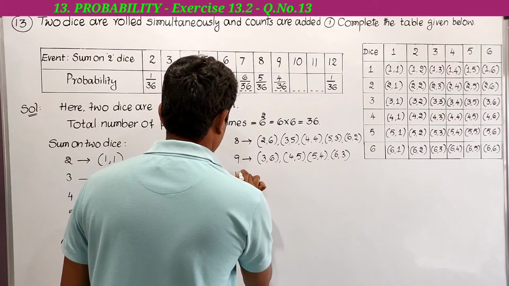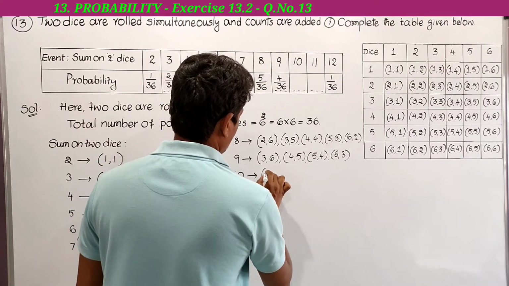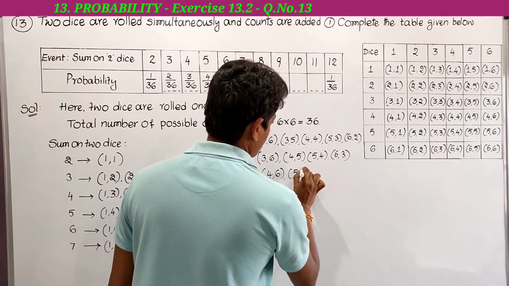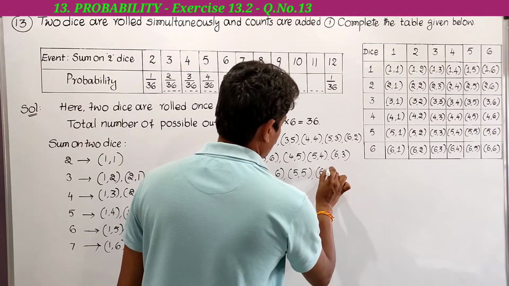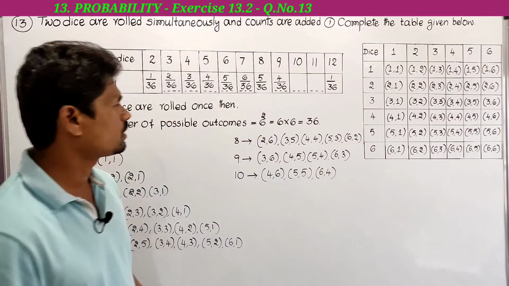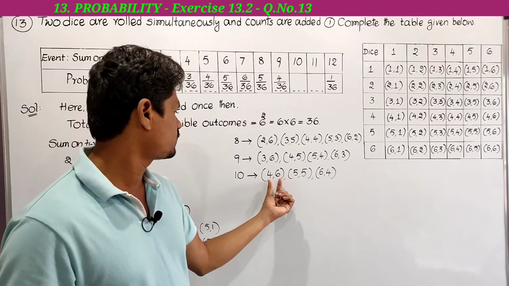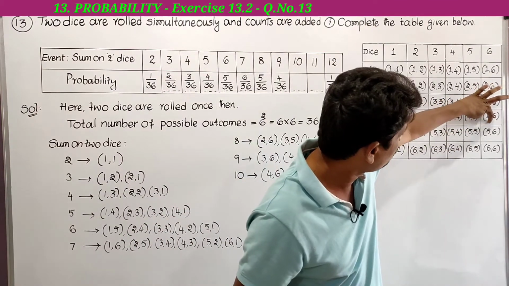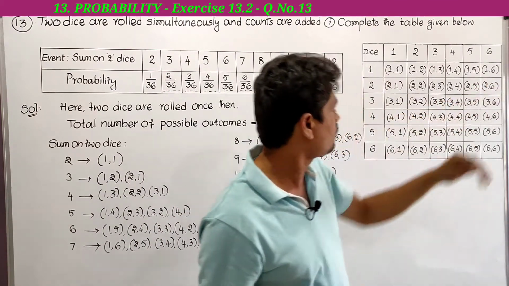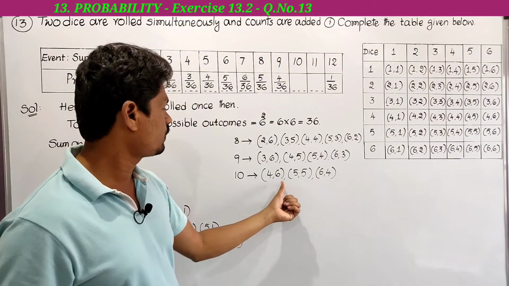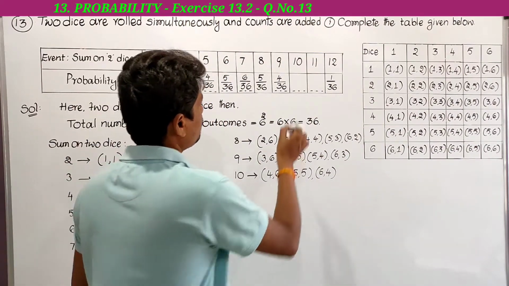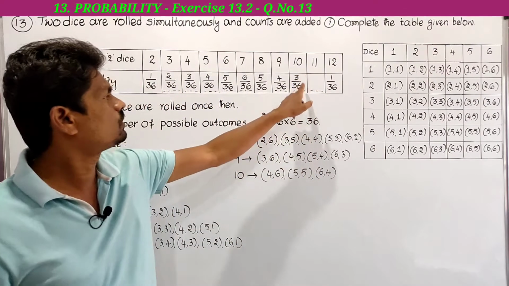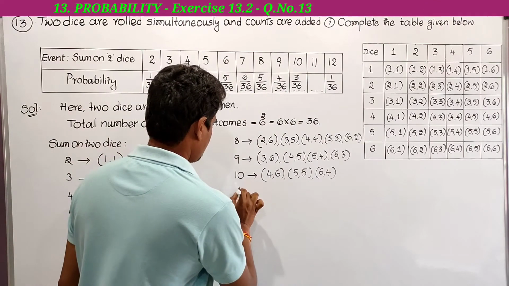So next 10. So here 4, 6, 5, 5 and 6, 4. So these are the possible outcomes to get 10 as sum on 2 dice. 4 plus 6 is 10, 5 plus 5 is 10, 6 plus 4 is 10. So favorable outcomes are how many here? 3. So 3 divided by total number of possible outcomes are 36. So 3 by 36.